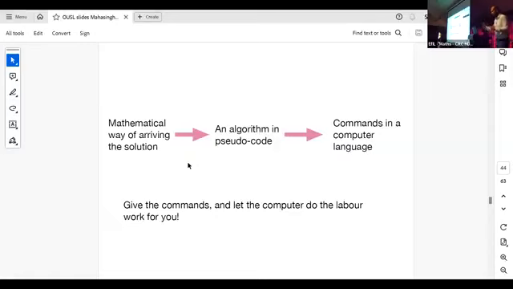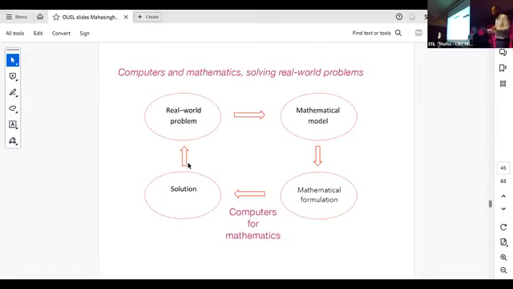So this is how real problems are solved. Eventually, you give the commands that can be read by a computer, and then the computer will do the labor work for you. That's how it happens, right? So you have to make use of computers. Well, you are masters of computers, right? Not slaves of computers. So you have to make use of them. All right, let them do the labor work for you.